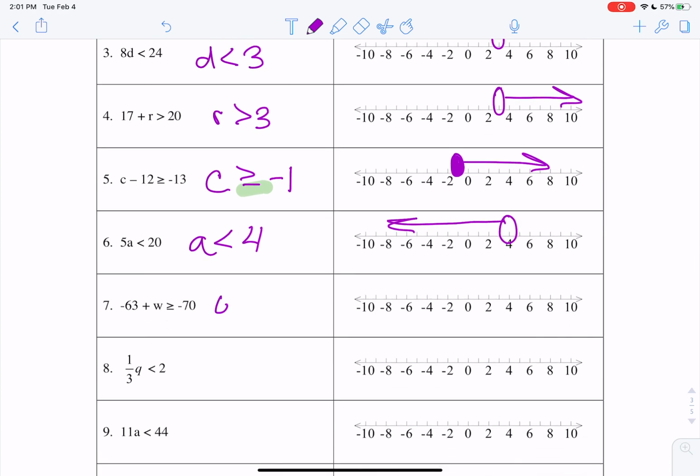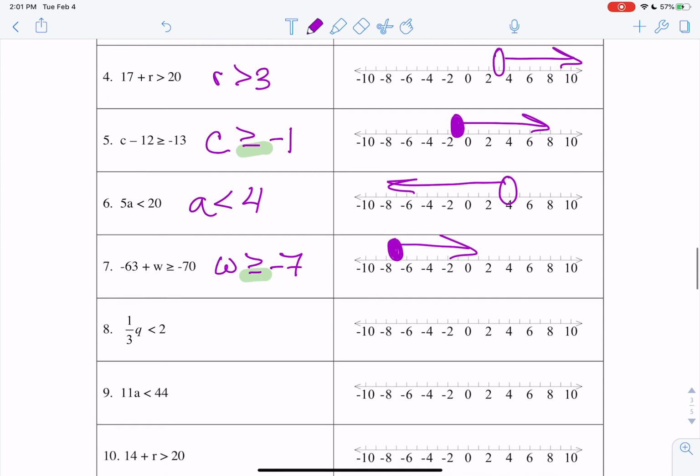7, you should have gotten W is greater than or equal to -7. Put my bubble on -7. We do have the equal sign, so it's going to be filled in. And then if W is all the numbers bigger than or equal to -7, my arrow is going to go to the right to all the numbers bigger. For 8, you should have gotten Q is less than 6. So we're going to put the bubble on 6. There's no equal sign, it stays open, and Q's all the numbers smaller, so my arrow goes to the left.